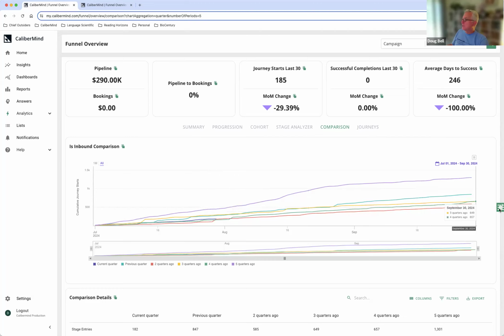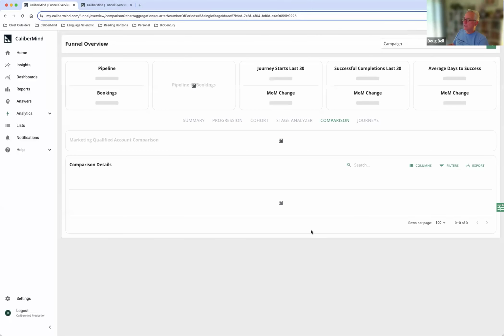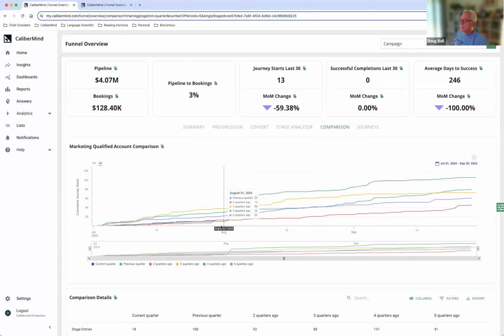Other way I can take a look at it as well is, what are other key aspects of the journey? I can take a look at automatically qualified accounts. That's the next stage down for us. I can take a look at our MQAs all the way down, so marketing qualified accounts, all the way down through late stage opportunities. In this case, I understand I've got a little bit of headwind going on in July, but I want to understand what's going on with marketing qualified accounts as well. How am I comparing to prior quarters, but in particular, how am I comparing to last year at this time? So if you see 4 quarters ago, I was actually at 10 MQAs. Well, guess what? I'm ahead of pace.